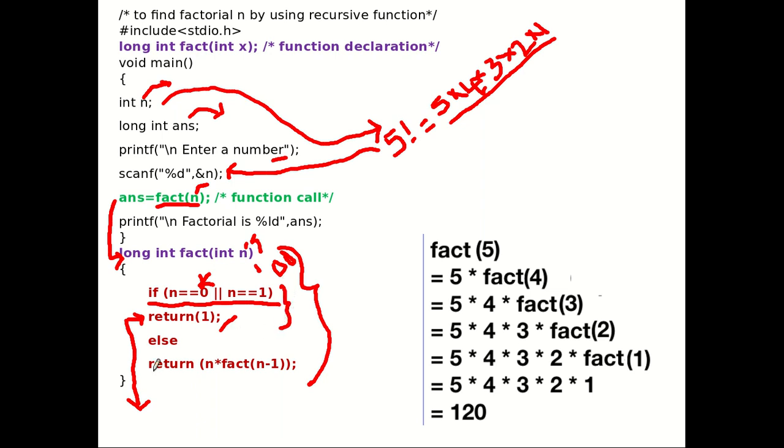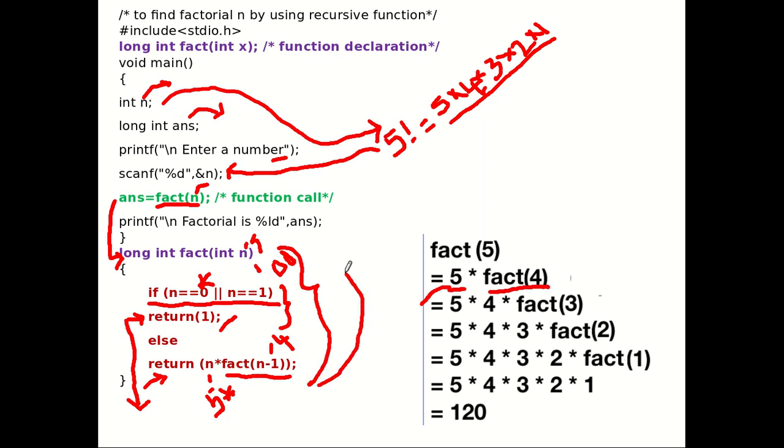So then the control will come to this particular statement. What is the value of n? n is 5, that is 5 into... again, the same function will be called by passing the value n minus 1, nothing but 4. So we take the first number out and we will start finding the factorial of 4.